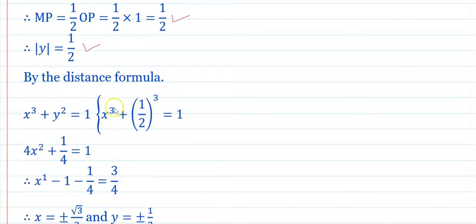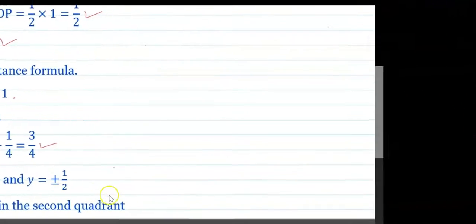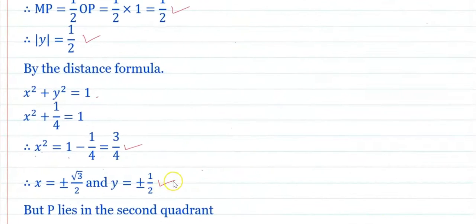Therefore, by the distance formula, x square plus y square equals 1. And we substitute the values here. I will repeat: by the distance formula, x square plus y square equals 1. The value of y is 1 upon 2, its square is 1 by 4. Therefore, x square equals 1 minus 1 by 4. 4 into 1 is 4, minus 1, then you will get 3 by 4. Therefore, x square equals 3 by 4. Taking the square root, x equals plus or minus root 3 by 2 and y equals plus or minus 1 upon 2.